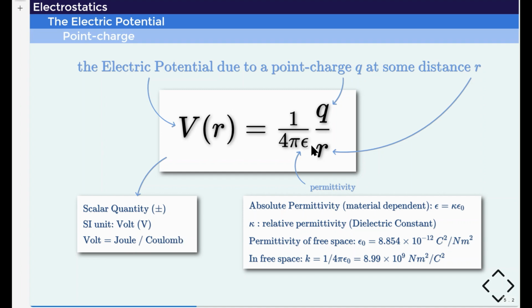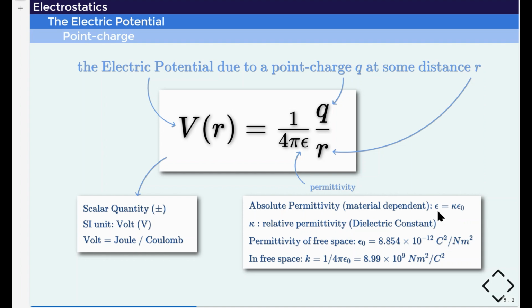Now let's talk a little bit about this proportionality constant. K can be written as 1 over 4 pi epsilon, and there's a reason people write it as K, because it's a much easier representation. But you should know that it's 1 over 4 pi times epsilon, where epsilon is known as the permittivity of the material. So remember when I told you this depends on the material. Epsilon is the permittivity of the material, known as the absolute permittivity, and that depends on the material.